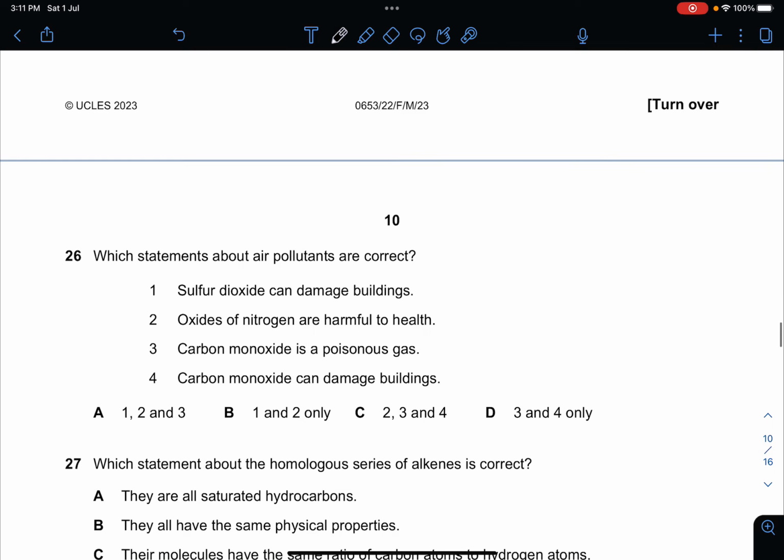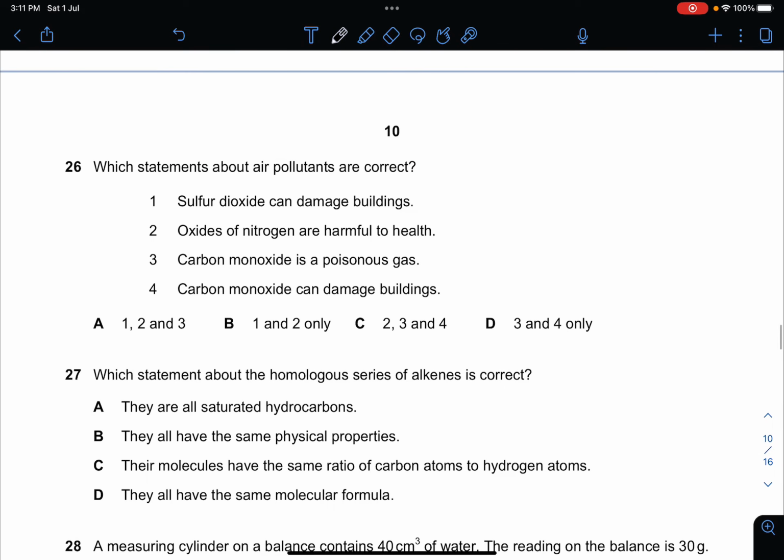Okay, next question. Which statements about air pollutants are correct? Sulfur dioxide can damage buildings, correct. Oxides of nitrogen are harmful to health, yes, correct. Carbon monoxide is a poisonous gas, yes. Carbon monoxide can damage buildings, cannot. So the answer is A.